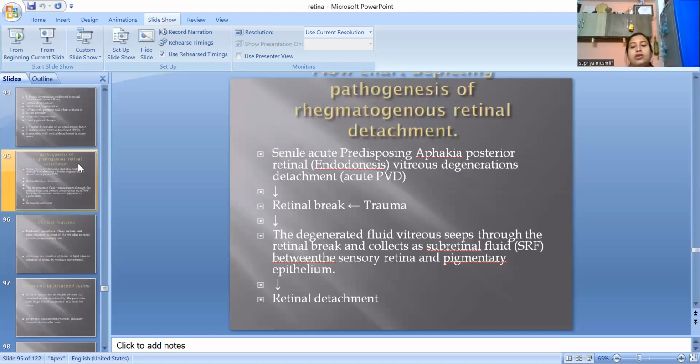Now, the pathogenesis of rhegmatogenous RD, as we have understood from our previous slide, is that senile, aphakia, posterior vitreous degeneration and detachment cause acute PVD, which can be associated with trauma also, which can cause a retinal break. And due to this, the degenerated fluid vitreous seeps through the retinal break and collects as subretinal fluid between the sensory retina and the pigment epithelium and causes RD.